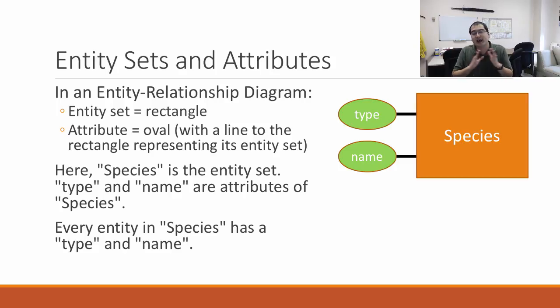And every entity in species, so every example of a species, must have a type and a name. So Pikachu has a name Pikachu, and it has a type electric. You could also have Dragonite, which is type dragon or ice, or I can't remember off the top of my head, and its name is Dragonite, and so forth. All right, so that's the E part of entity relationship diagrams.